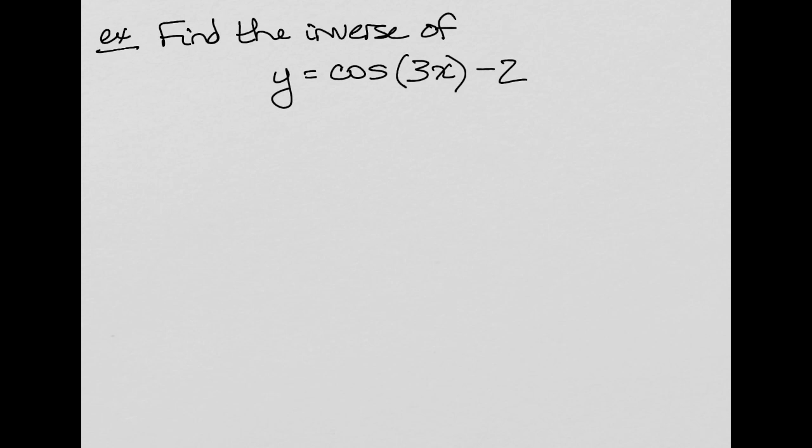So everywhere there's an x, I'm going to put a y instead. Everywhere there's a y, I'm going to put an x instead. And now the goal is to solve this for y. I'm going to have y equals, and that'll be my inverse function. Well, let's see. First thing we're going to do is I'm going to add this 2 on both sides.